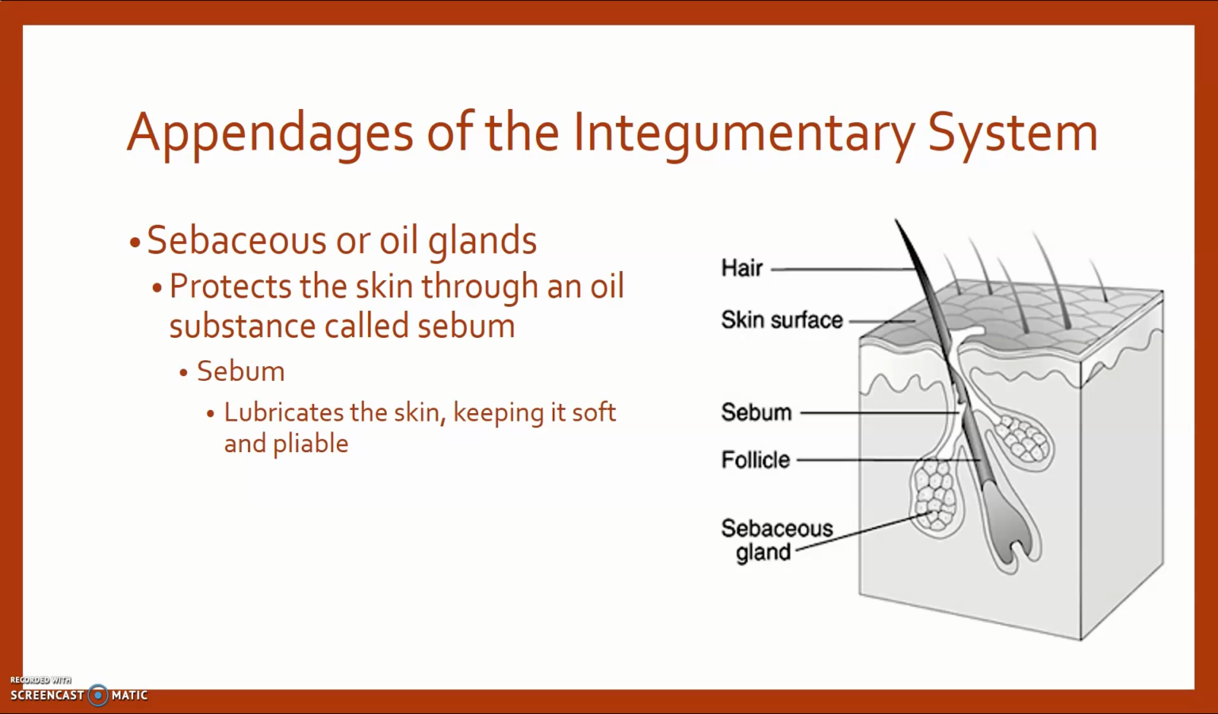Next, the other type of gland that we have are called sebaceous or oil glands. Sebaceous glands secrete oil for hair and skin. This oil is important because it helps to protect and nourish hair and skin. And the oil itself has a name, and the name is called sebum. Again, this sebum is going to lubricate hair and skin, helping to keep it soft and pliable. You can think of sebum as being nature's skin cream.